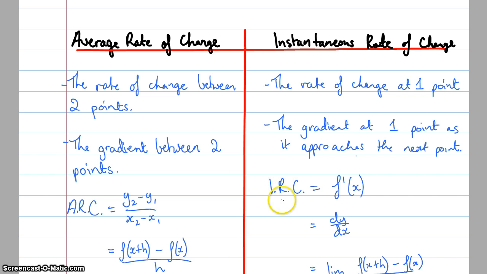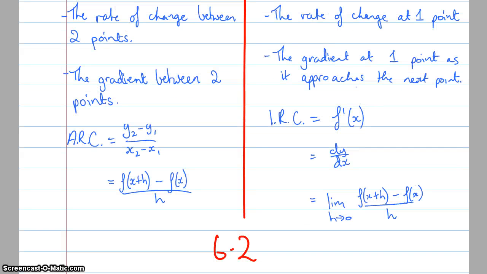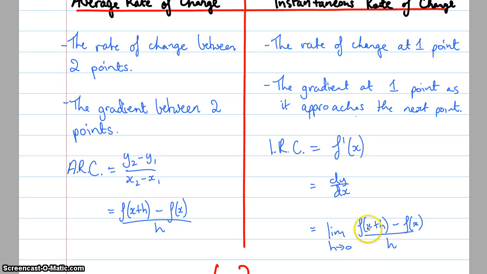So to work out the instantaneous rate of change, we do the derivative, or f dash x, or dy dx, or sometimes just d dx. But it's also the limit as well, which we've looked at in the previous topic. So limit as h approaches 0 of f of x plus h minus f of x over h. Essentially, that's all you'd need to know for 6.1. It's just the applications of these two ideas, instantaneous rate of change and average rate of change.